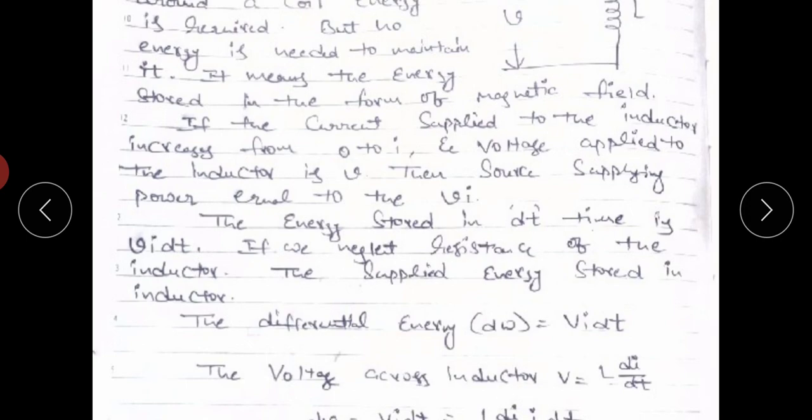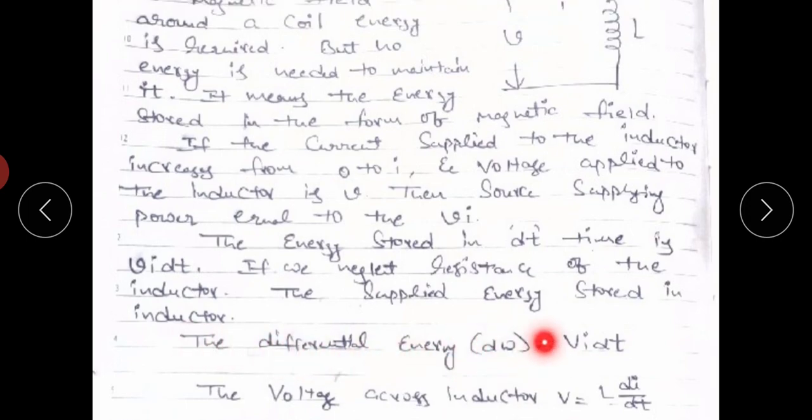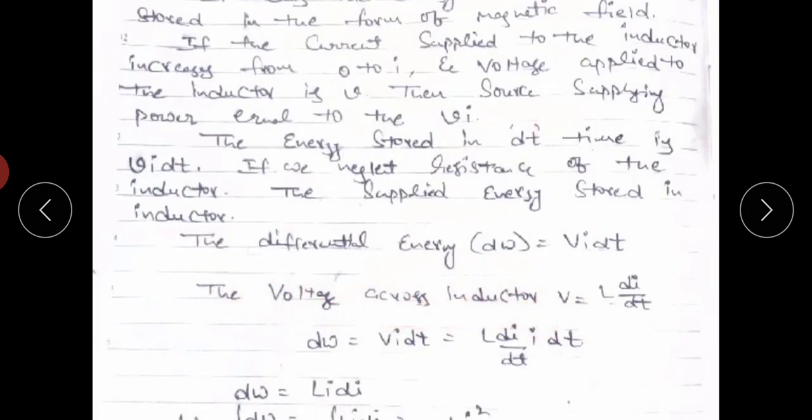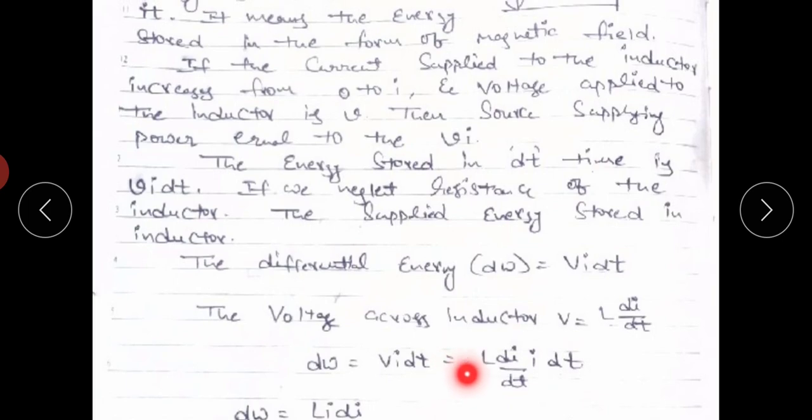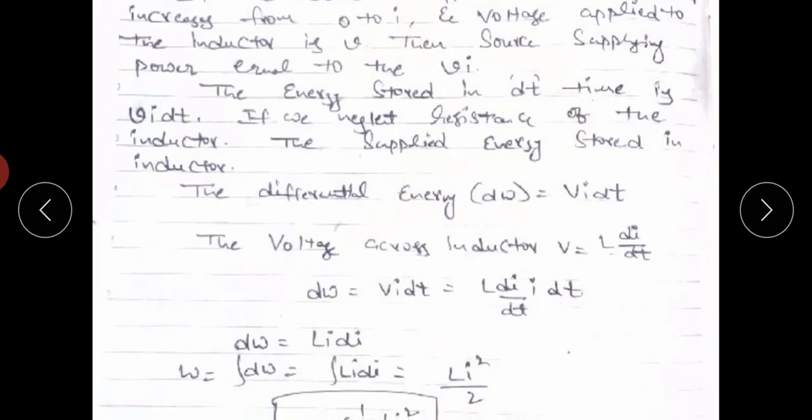In dt time, the differential energy is represented by dW. It equals VI into dt. We know that the voltage across the inductor V equals L into di by dt. So dW equals VI into dt, with V equals L into di by dt, that is L into di by dt, I into dt. So dt cancels, and dW equals L into I di.